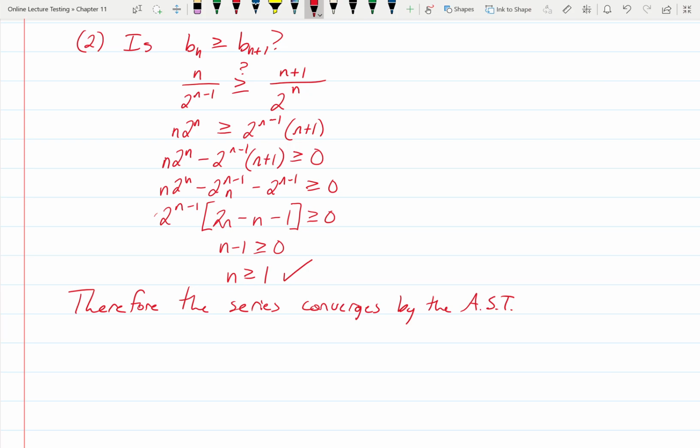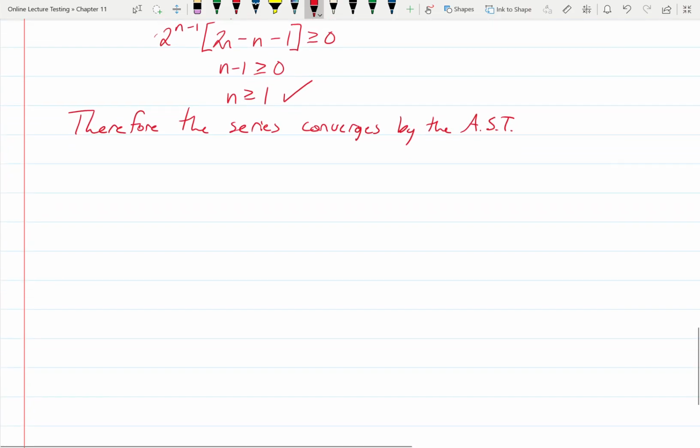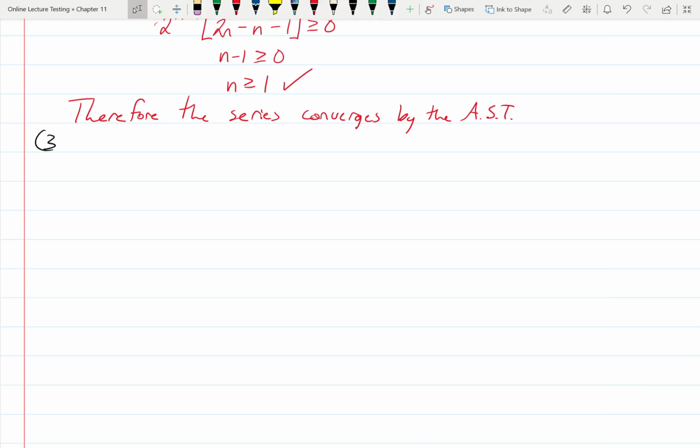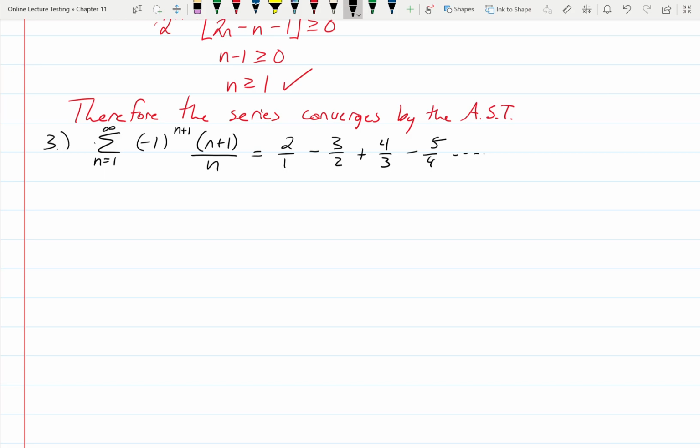All right, so let's continue on. Let's look at a third example. So our third example is, and we're going to make this one a little bit more interesting, the sum as n goes from 1 to infinity of negative 1 to the n plus 1, times n plus 1, all divided by n. So if we looked at the terms, we'd get 2 over 1 minus 3 over 2 plus 4 over 3 minus 5 over 4, and so on. That 5 came out a little bit horrible, so we'll go ahead and fix that.